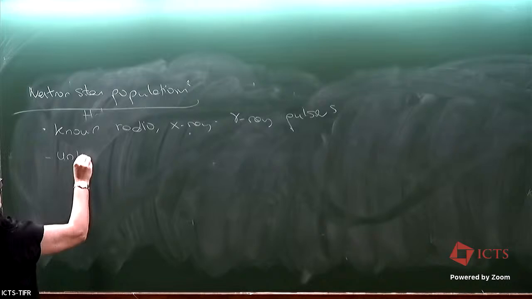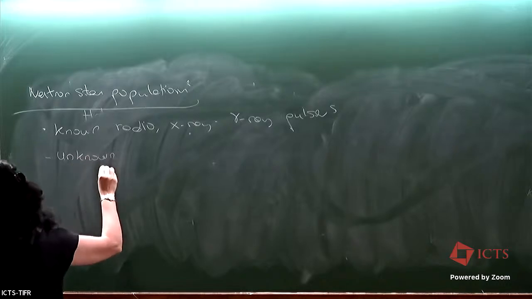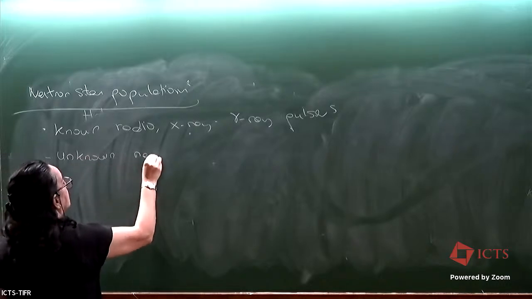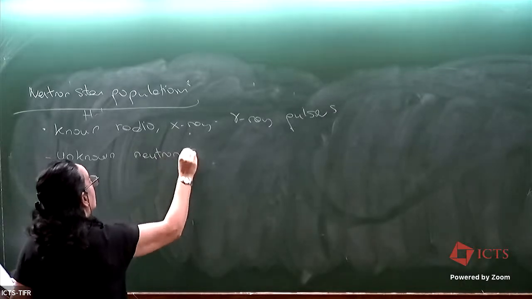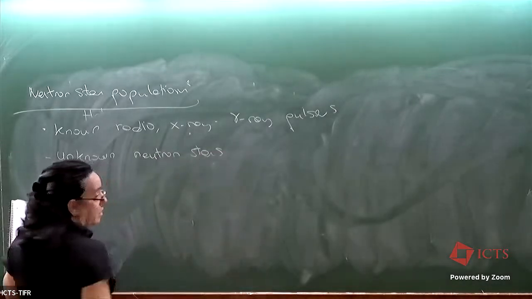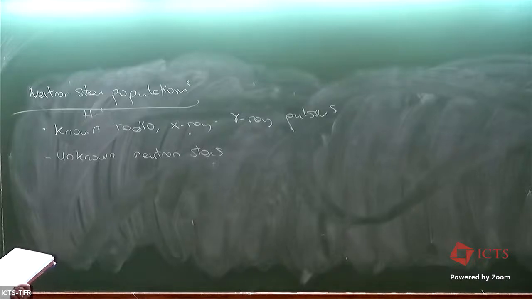We can also have unknown neutron stars. And if they are unknown, it means I have no information at all about them. And if nothing is known, that implies I will have to search over all the frequencies, all the frequency derivatives, and all the sky locations.